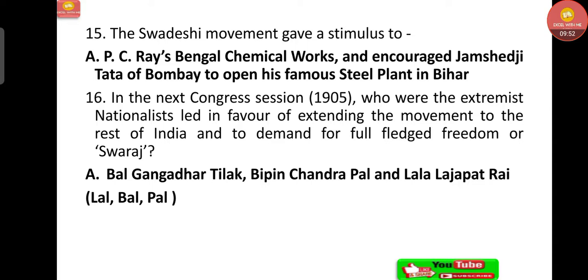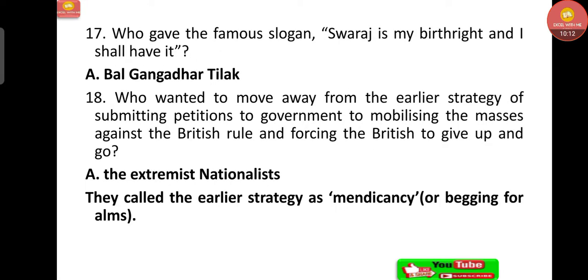In the next Congress session, 1905, who were the extremist nationalists who argued in favor of extending the movement to the rest of India and demanding full-fledged freedom or Swaraj? They were Bal Gangadhar Tilak, Bipin Chandra Pal and Lala Lajpat Rai. Lal Bal Pal, they were called. Who gave the famous slogan, Swaraj is my birthright and I shall have it? That was Bal Gangadhar Tilak.